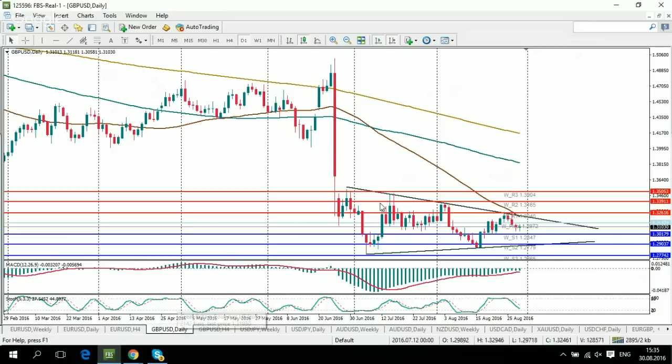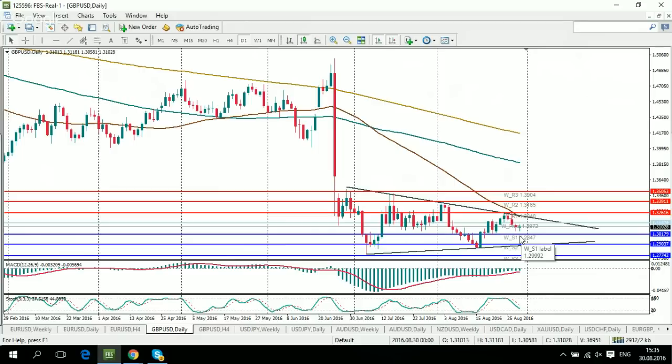We move to the British pound US dollar pair. Here we can see that the dynamics of the pair is a triangle. Yes, we have this resistance line, which has several times stopped attempts of the bulls to retrace higher after the big decline which happened after the Brexit vote. And this consolidation is expected to continue for the British pound.